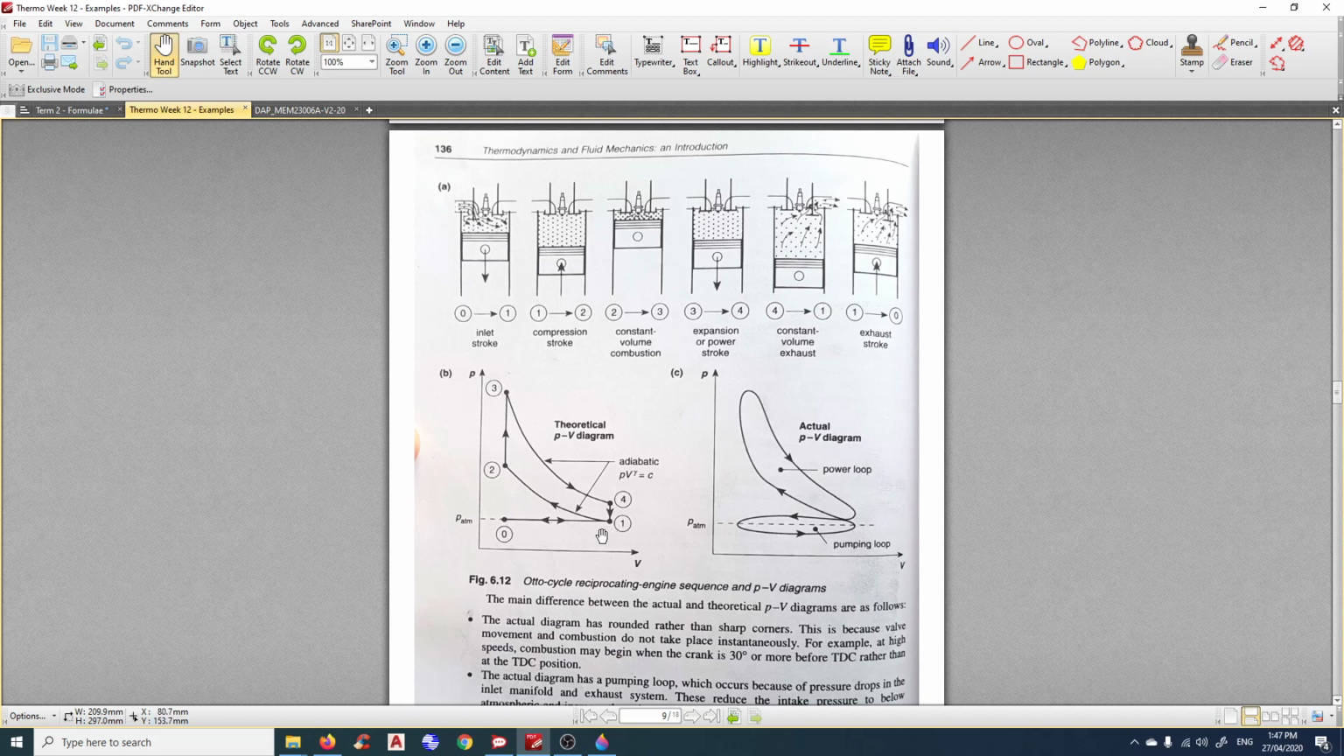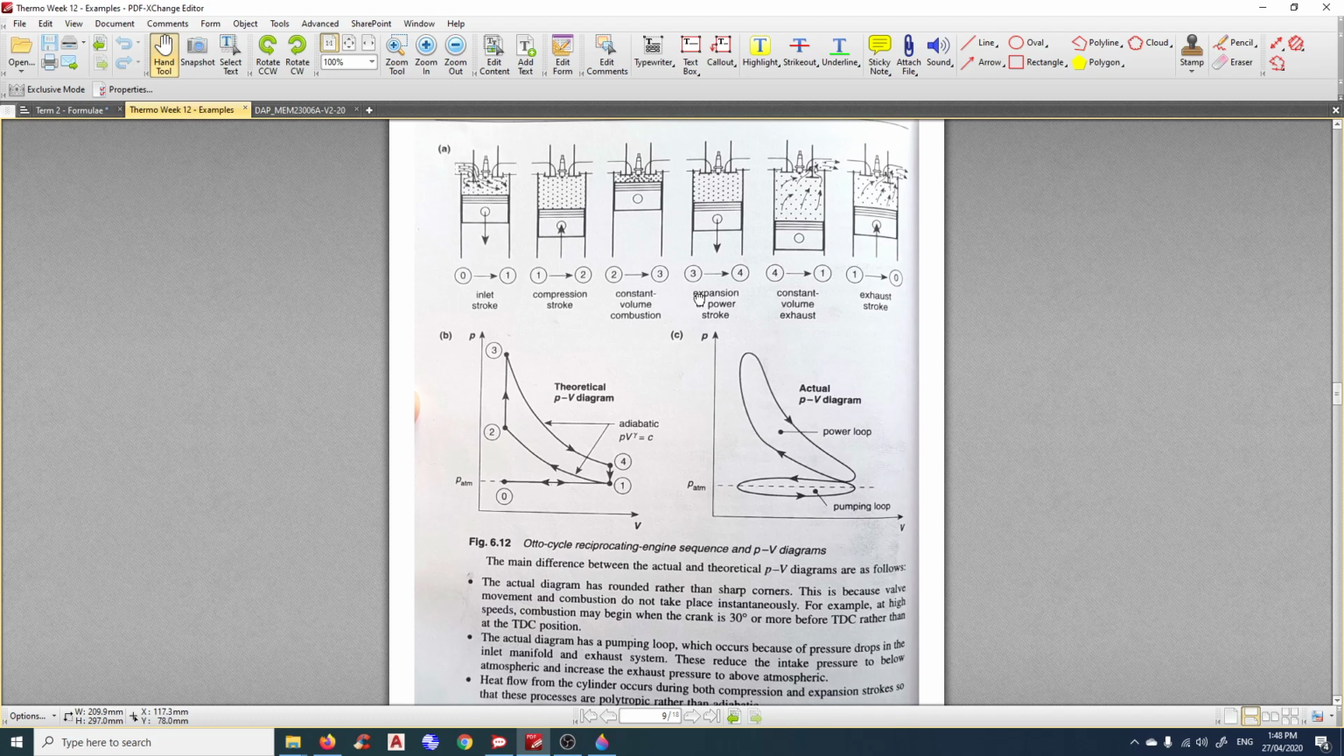From 1 to 0 and 0 to 1, the gas gets pushed out at constant pressure, because the valve is open. The valve being open means the pressure in this chamber is equal to atmospheric pressure. The pressure is always constant, but the volume changes, so it's getting smaller or getting bigger.